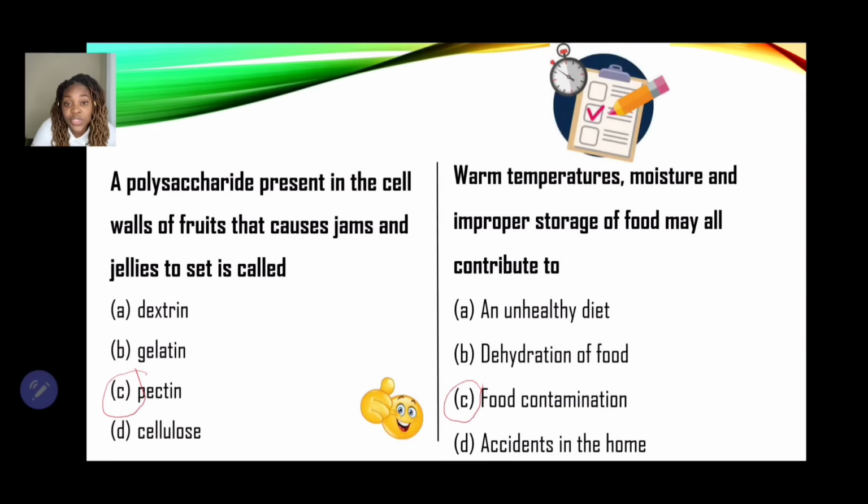So if we introduce chicken to warm temperatures, uncooked chicken, right? Whether cooked or uncooked, but let us look at the uncooked chicken. So if we introduce that to warm temperatures, the moisture is already there in the chicken, and improper storage, we're not storing it at the correct temperature at all, right? Or in hygienic surroundings, then it is very much prone to becoming contaminated.